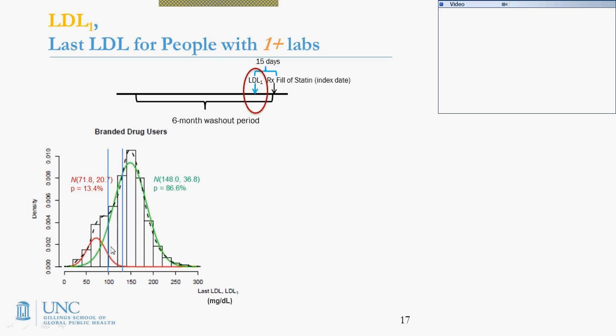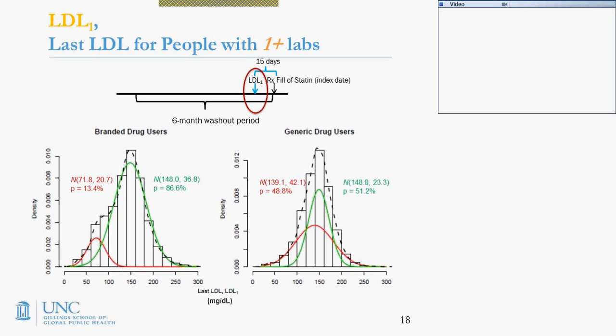So there is a portion of these patients with LDL well below this 100 milligrams per deciliter, and they are likely to have already been treated. This is showing the branded drug users, and among the generic drug users, this bimodality just disappeared, and we have a more homogeneous distribution of LDL here.